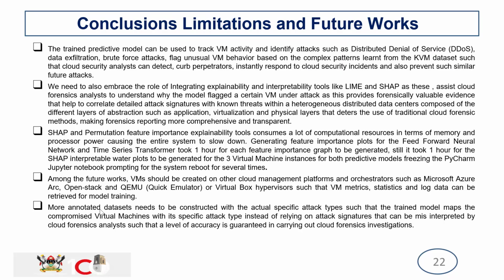Then the datasets need to be more annotated, so that data is constructed that maps a particular VM with its corresponding attacker type instead of relying so much on the attack signatures, vectors, and patterns. So that cloud forensic analysts can be in a position to understand that this particular VM was maybe compromised by a distributed denial of service attack. Because attack signatures can be misinterpreted by cloud forensics investigators.